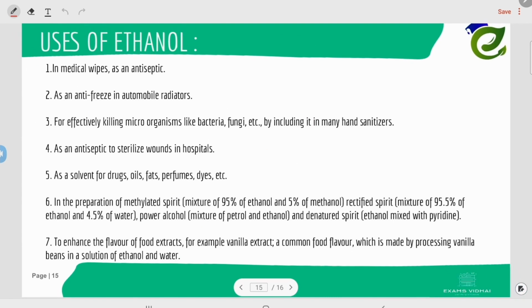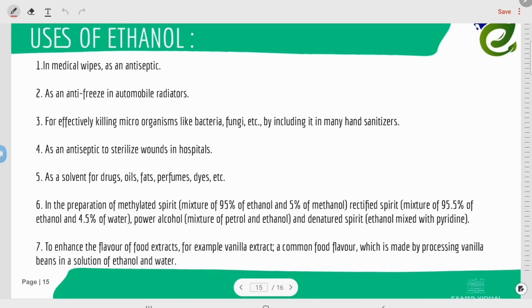Uses of ethanol. It is used in medical wipes as an antiseptic. Before taking some injection, the doctor used to wipe us with a wet cotton sponge dipped in spirit, and that spirit is also ethanol. As an antifreeze in automobile radiators. For effectively killing microorganisms like bacteria, fungi, etc. by including in many hand sanitizers. As an antiseptic to sterilize wounds in hospitals, we've already studied that rectified spirit is used in tincture, and tincture is used as an antiseptic.